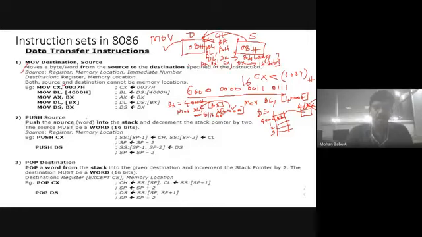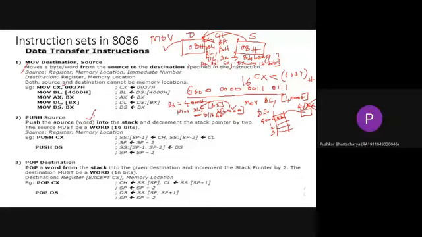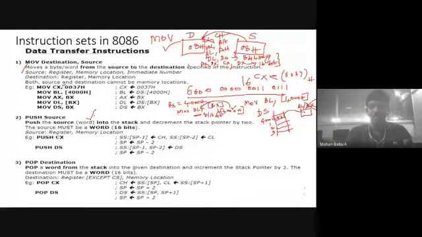Push source means pushing the source, that is a word, into the stack. Word means how many bits? 16 bits, sir. Byte means 8 bits. Word means 16 bits. So we are going to store 16-bit data into the stack and decrement the stack pointer by 2. I will explain what the stack pointer is and how it is decremented. The source must be a word. The source must be a register or memory location.